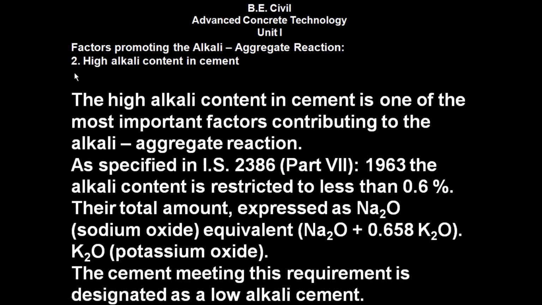Second factor, the high alkali content in the cement. The high alkali content in the cement is one of the most important factors contributing to the alkali aggregate reaction. As per the IS 2386 Part 7, 1963, the alkali content is restricted to less than 0.6%. Their total amount expressed as Na2O, that is sodium oxide, equivalent: Na2O plus 0.658 K2O, that is the potassium oxide. The cement meeting this requirement is designated as the low alkali cement.